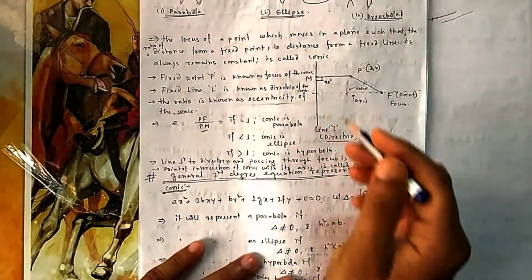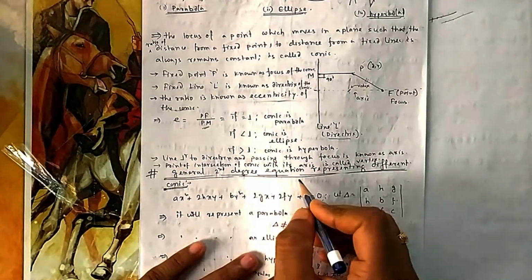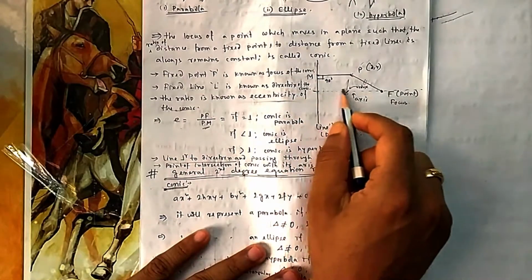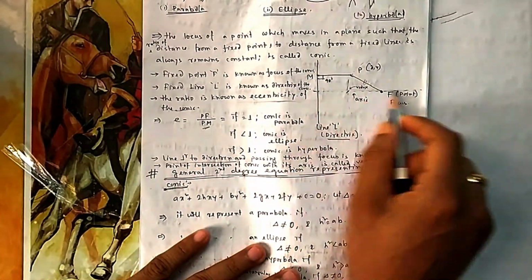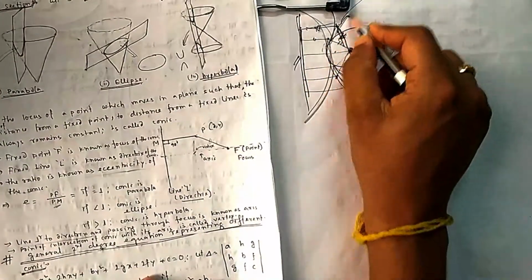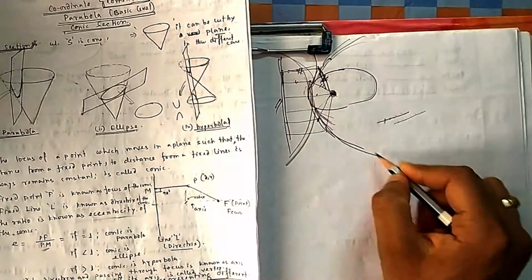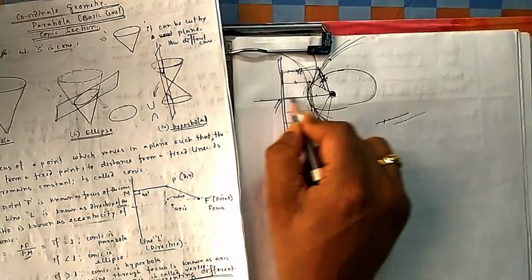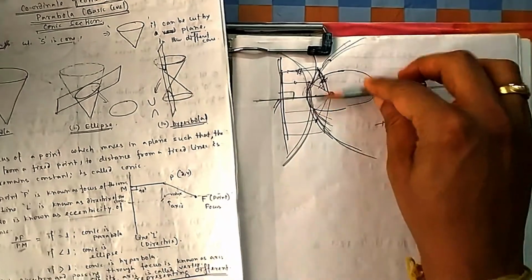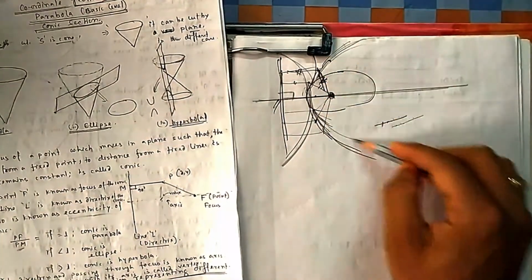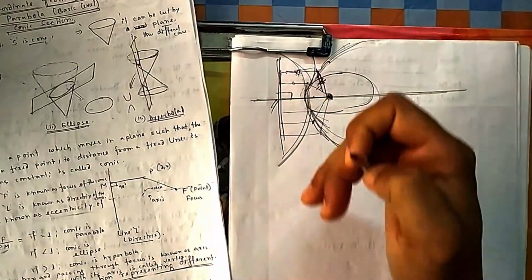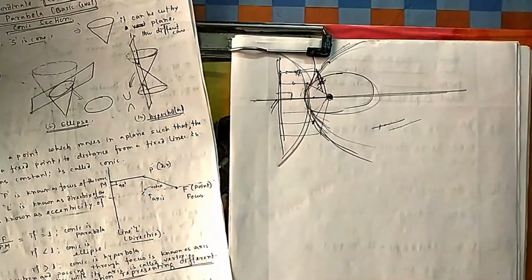Eccentricity is the ratio between these two distances. The line which is perpendicular to the directrix and passing through the focus is known as the axis of that conic. In the case of this parabola, if you take the focus and join a straight perpendicular line to the directrix, this becomes the axis. The conic is symmetrical about the axis. Parabola, ellipse, all are symmetrical: whatever is up, that same portion is down also.